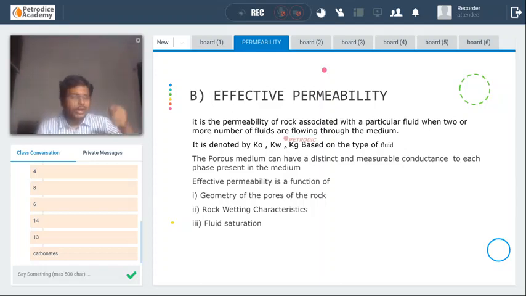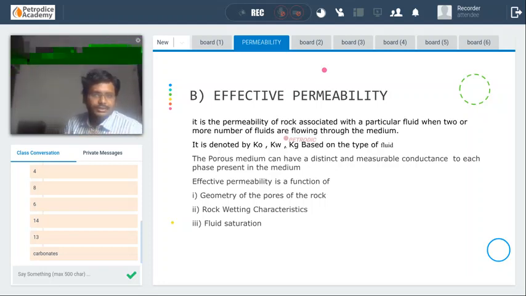So how can we define the effective permeability of a rock? Do remember it guys, effective permeability is related to the type of fluid also. This effective permeability will come into play when more than one fluid is flowing through your rock system. So first write it, we will discuss it.